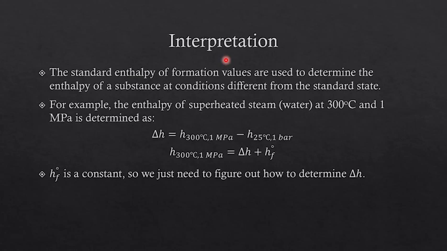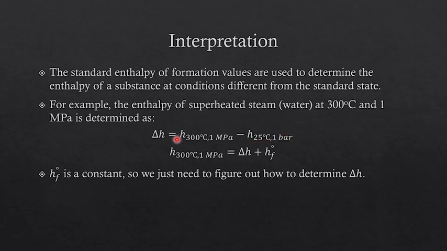Now, let us interpret what value those standard enthalpy of formation values give us. Well, those values are used to determine the enthalpy of a substance at conditions different from the standard state, as I've mentioned earlier. Let's have this example. The enthalpy of superheated steam at 300 degrees Celsius and 1 megapascal, which is definitely outside of the standard state, is determined as delta H, or the change in enthalpy, is equal to the specific enthalpy at 300 degrees Celsius and 1 megapascal, which is not our standard state, minus the specific enthalpy at our standard state. That's 25 degrees Celsius and 1 bar.